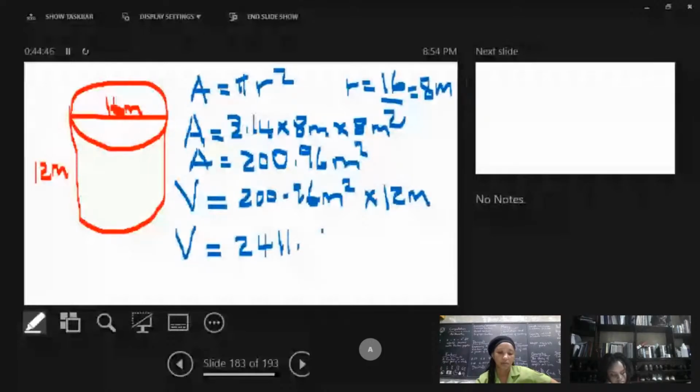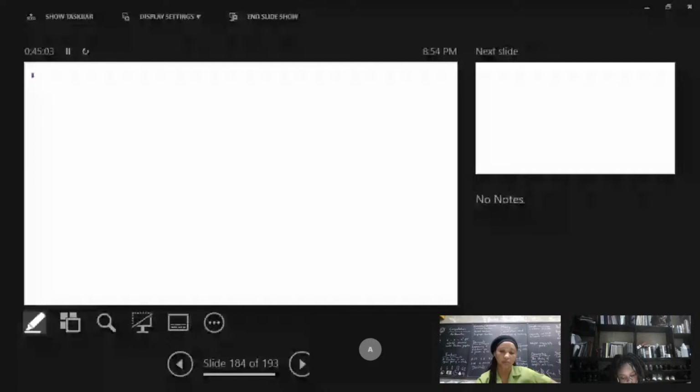Units? Meters cubed. Okay, very good. All right, Asar.